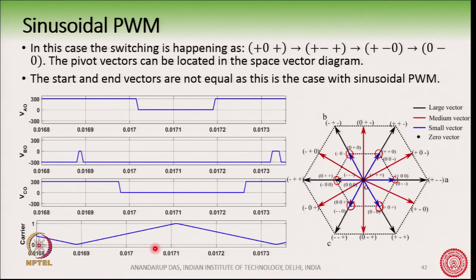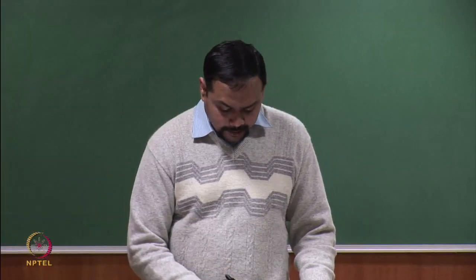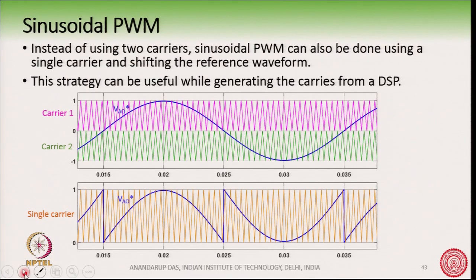which is the drawback of sinusoidal PWM, and that is why we can think of going into space vector PWM, where we make the start and end vectors equal in duration, equal in time duration. Okay. So, this is the drawback of sinusoidal PWM.